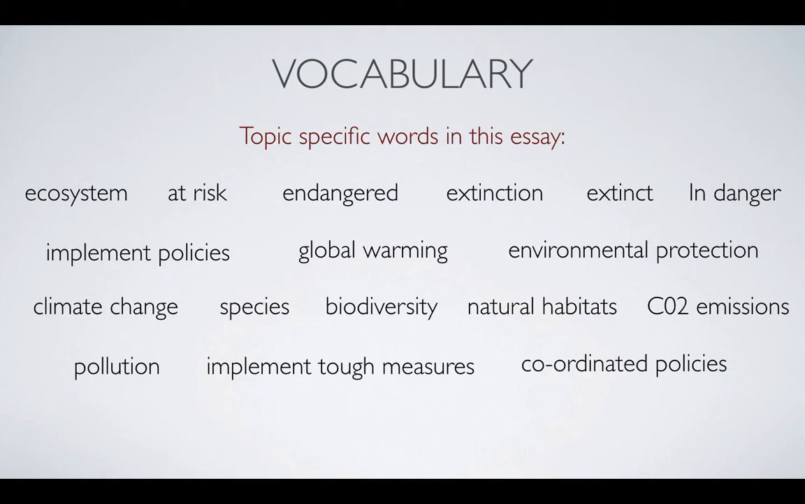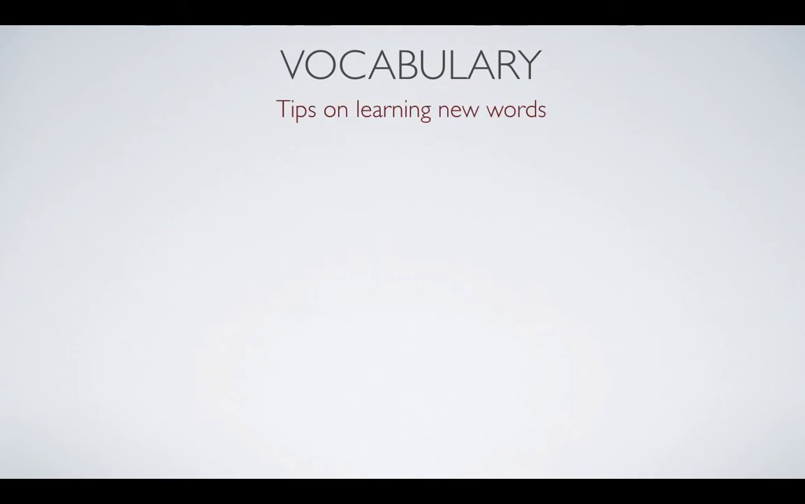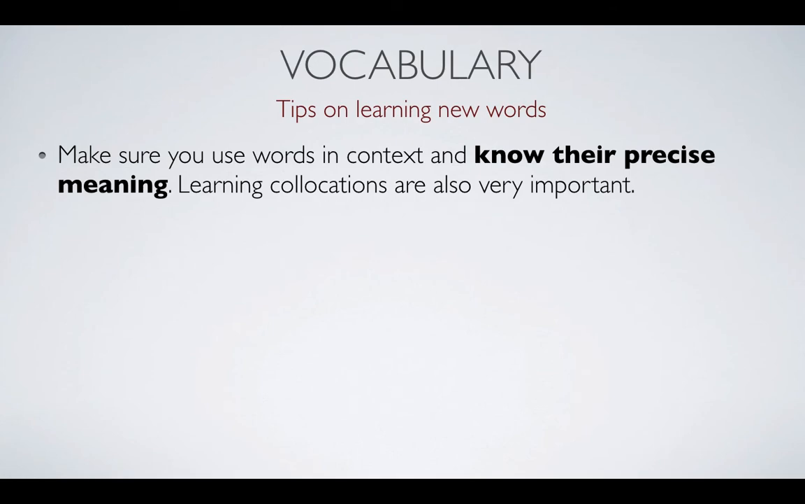So most of that vocabulary, all of it, is on topic. It's on the topic of the task question. But there's a few things I have to mention about vocabulary. So some guidelines on learning new words here. Make sure that you use words in context and that you know their precise meaning. Learning collocations is also very important.